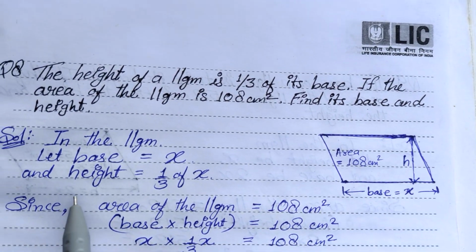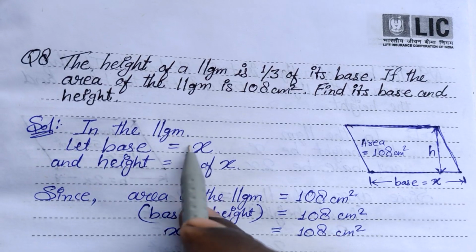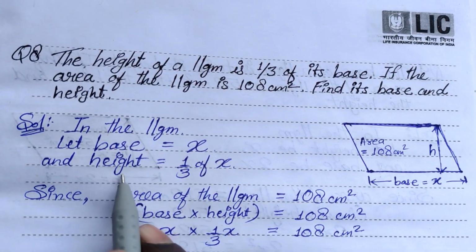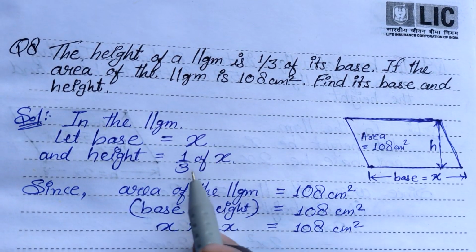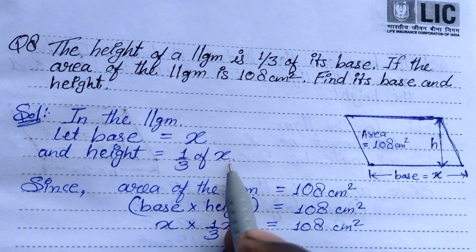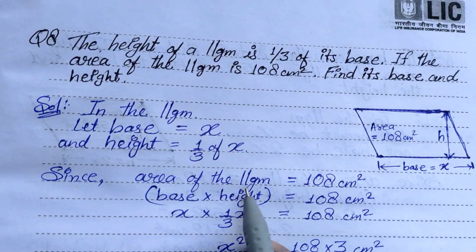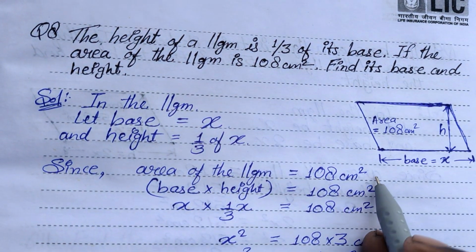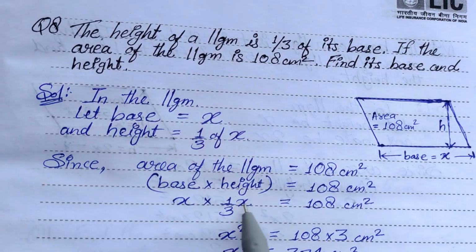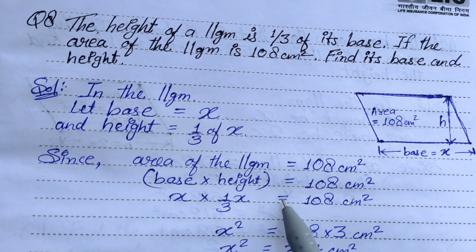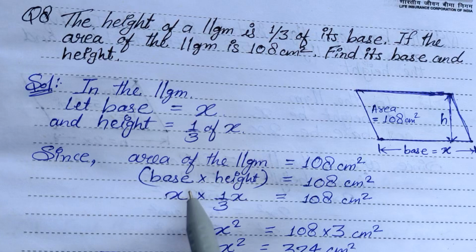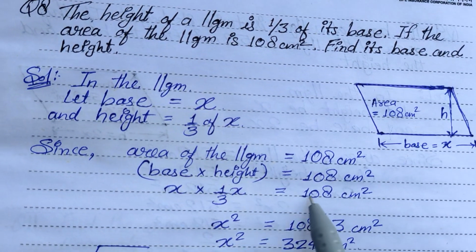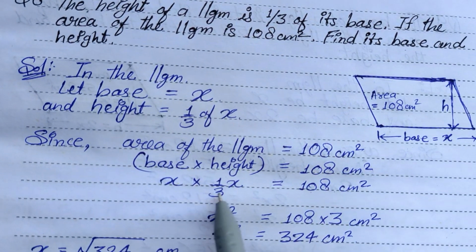Now see the solution. In the parallelogram, let the base be x and the height be 1/3 of its base, that is 1/3x. Since the area of the parallelogram is given as 108 centimeter square and we know that area of a parallelogram is equal to base into height, put the values in the formula. We have base x, height 1/3x, is equal to 108 centimeter square. Multiply it.